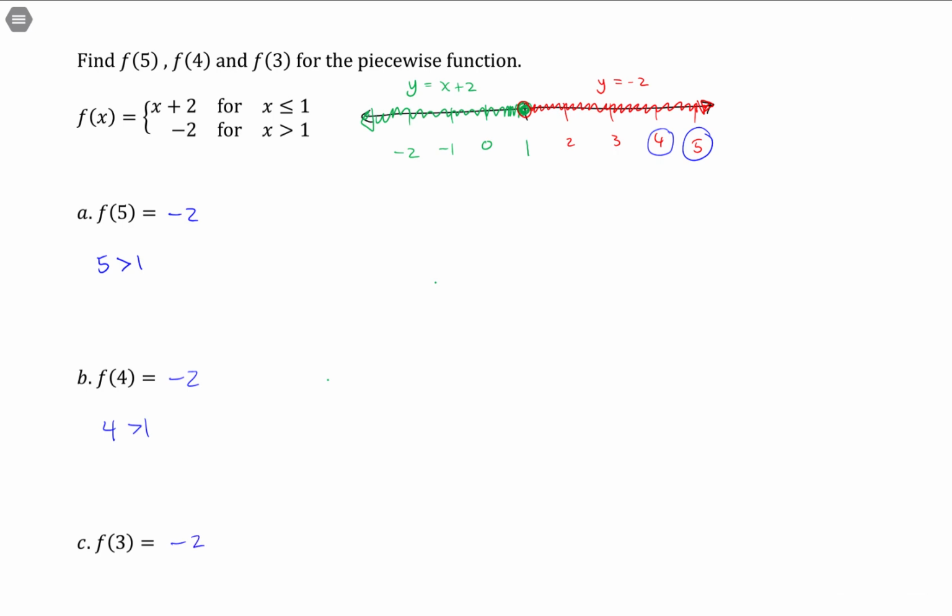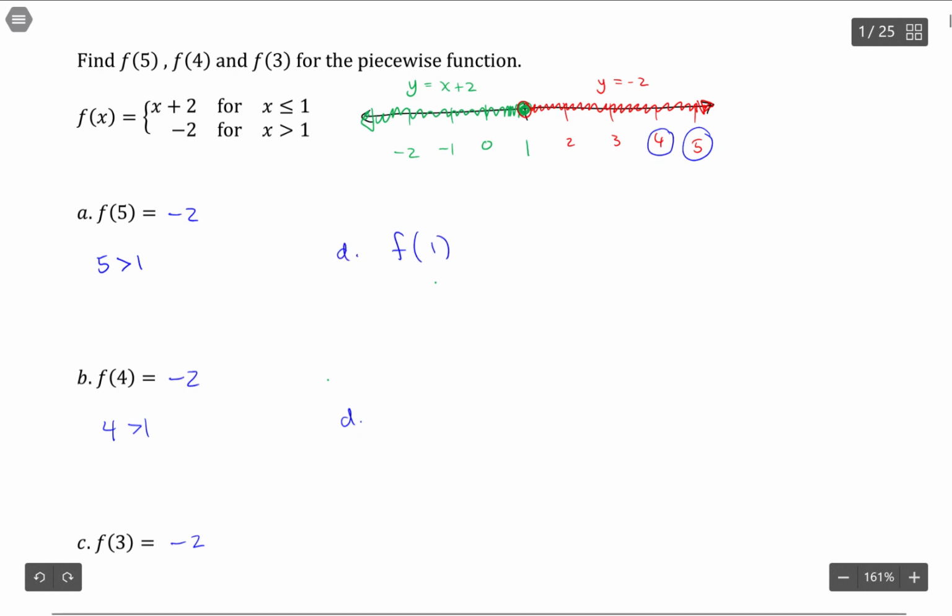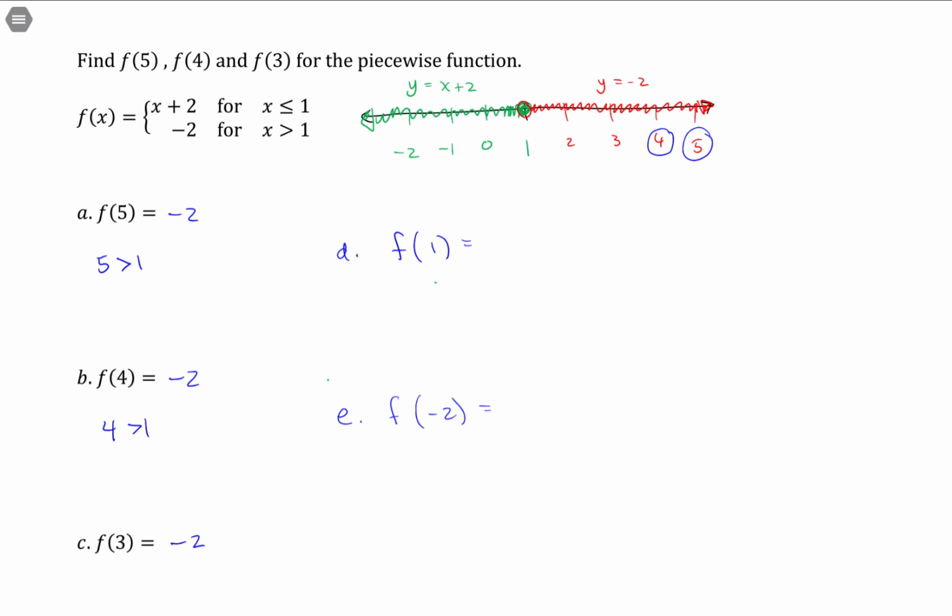Let me make another one here. Let's say we want to evaluate f of 1, and actually, I'll do 2 more. Oh, but this would be d and e. So if I set this up, so f of 1 and f of -2. So 1 is on this boundary, but 1 is contained in this first region. So that means I use this function here, so in my green region. So this would be 1 plus 2, which is 3.